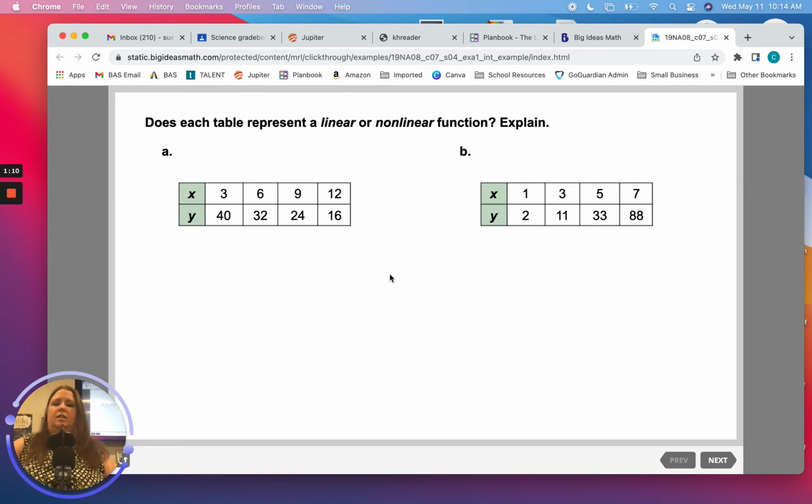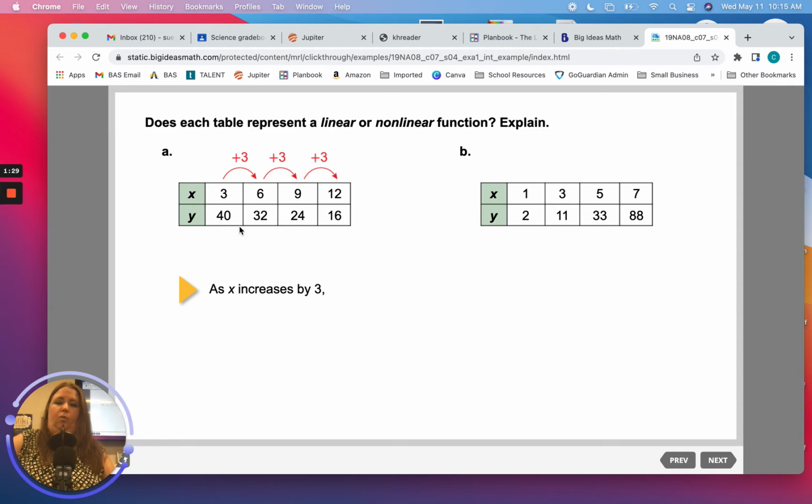Well, just looking at the table, you're not going to be able to figure it out without doing a couple quick calculations. So for A, what is the change between 3 and 6? 3. It goes up 3, so you can say plus 3. Okay, 6 to 9 plus 3, 9 to 12 plus 3.